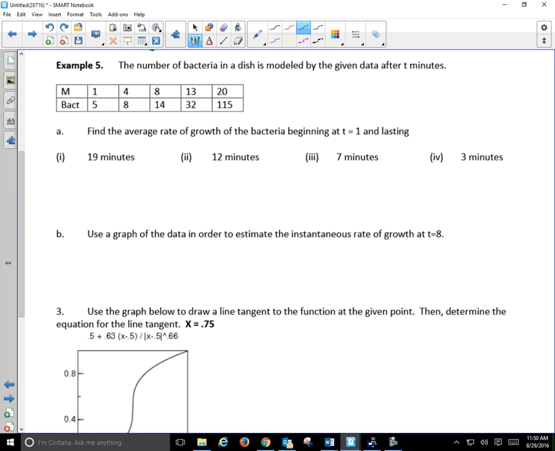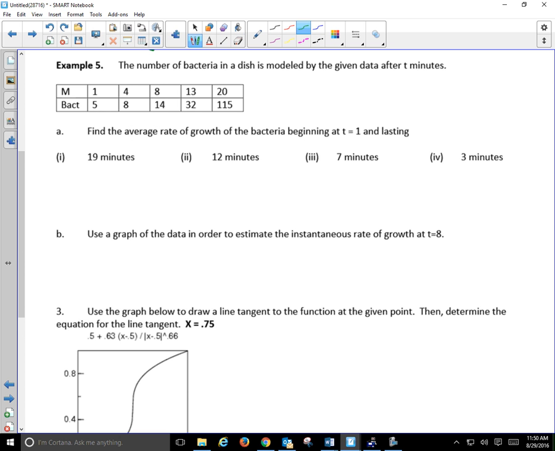These next two problems will model what you need to do in your assignment today. So the number of bacteria in a dish is modeled by the given data after t minutes. So at 1 minute, there's 5 bacteria. At 4 minutes, there's 8. At 8, there's 14. At 13, there's 32. At 20, there's 115. Okay, what do you notice is happening to the bacteria? That looks like it's growing exponentially, doesn't it? Yeah, very, very good answer, and that's exactly what's happening.